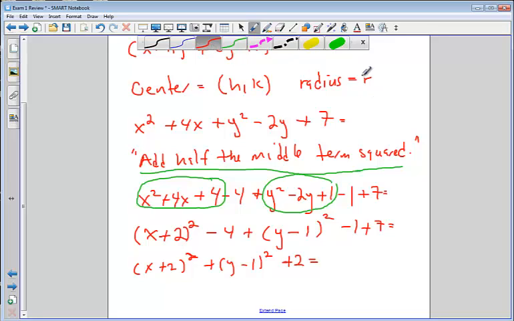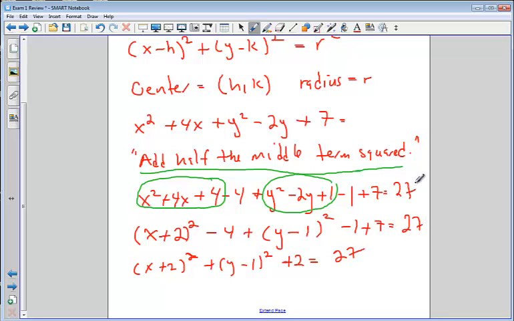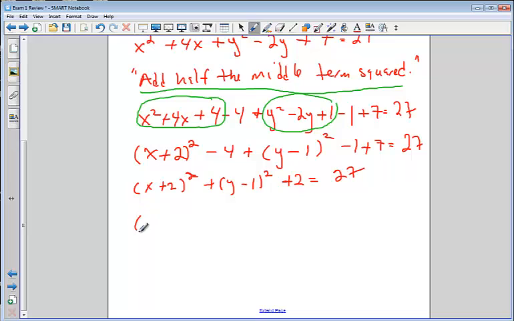And let's make it equal to, instead, 27. And you'll see here in a minute, then you'll get a nice looking radius. All right, so I subtract 2 from both sides, and you can see I'm going to get (x + 2)² + (y − 1)² = 25.